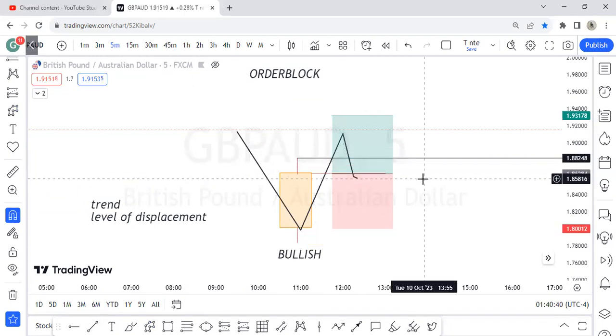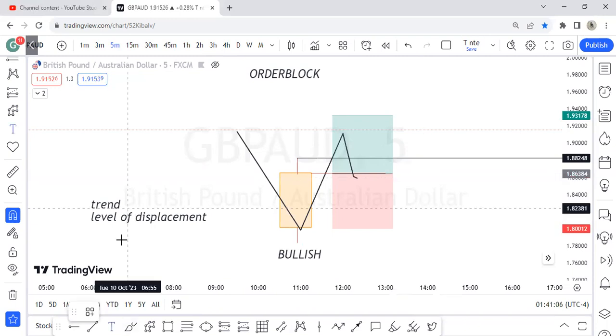So note that this order block is time frame dependent. So for a higher time frame, it's always best to look out for confirmations, right? For a higher time frame, you always have to look out for confirmation to validate if the order block is worth trading or it's not worth trading, right? While for a lower time frame, you can simply trade the order block directly.